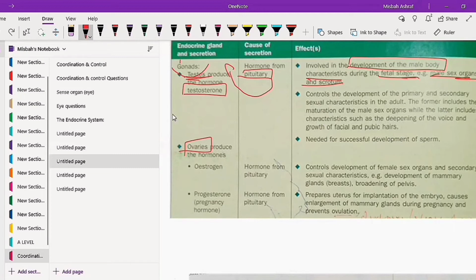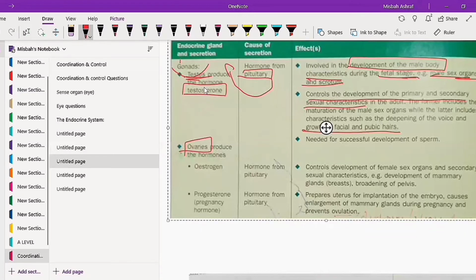The second is that it helps in controlling the development of the primary and secondary sexual characteristics, like coarseness of voice. Their voice becomes heavy, coarse. We use the word coarseness of voice. Then beard occurs, like moustache, hair, facial hair. These are the secondary sexual characteristics, and these are because of testosterone, this hormone. Clear?